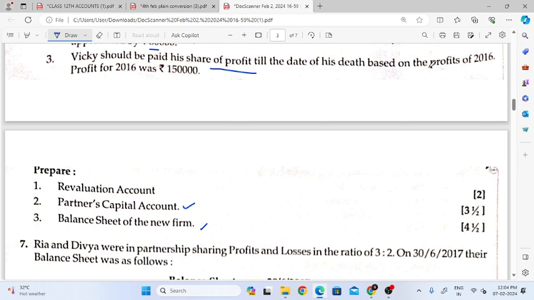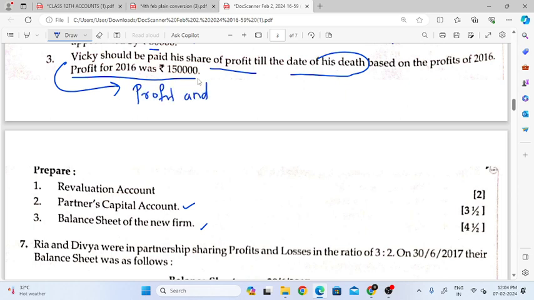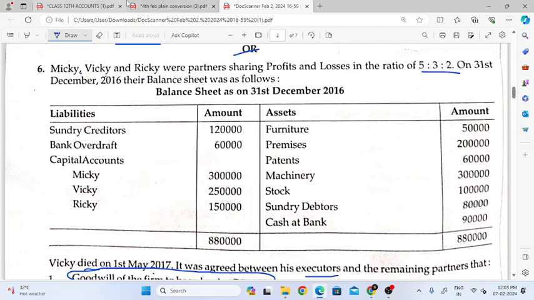So based on the profit of 2016, the profit for 2016 was 1,50,000. Whenever they give such an adjustment, you have to find out how much is the share of profit till the date of his death. It means that you have to find out the profit and loss suspense account. So you have to find out the profit and loss suspense account first. So we'll start with the solution.